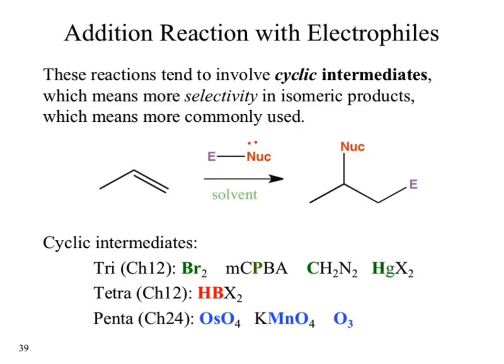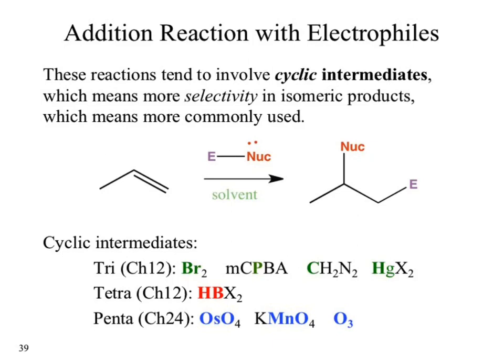So when we look at chapter 12, it is primarily this tri-intermediate. So three things, a three-center intermediate. We see that with elemental bromine. We see that with MCPBA. We see it with diazomethane, and we also see it with the mercury reagent.